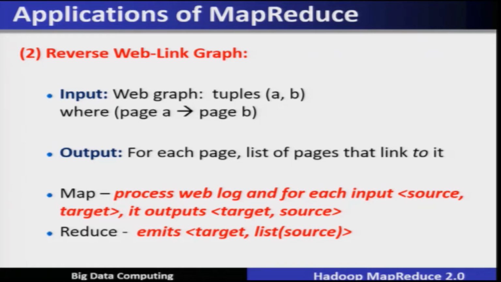Reverse web graph we have already seen. Let us see it again for the sake of completeness. We assume that the web graph is given in the form of tuples A, B. So, again I am drawing the same picture. Let us say A, B and C are the web pages.